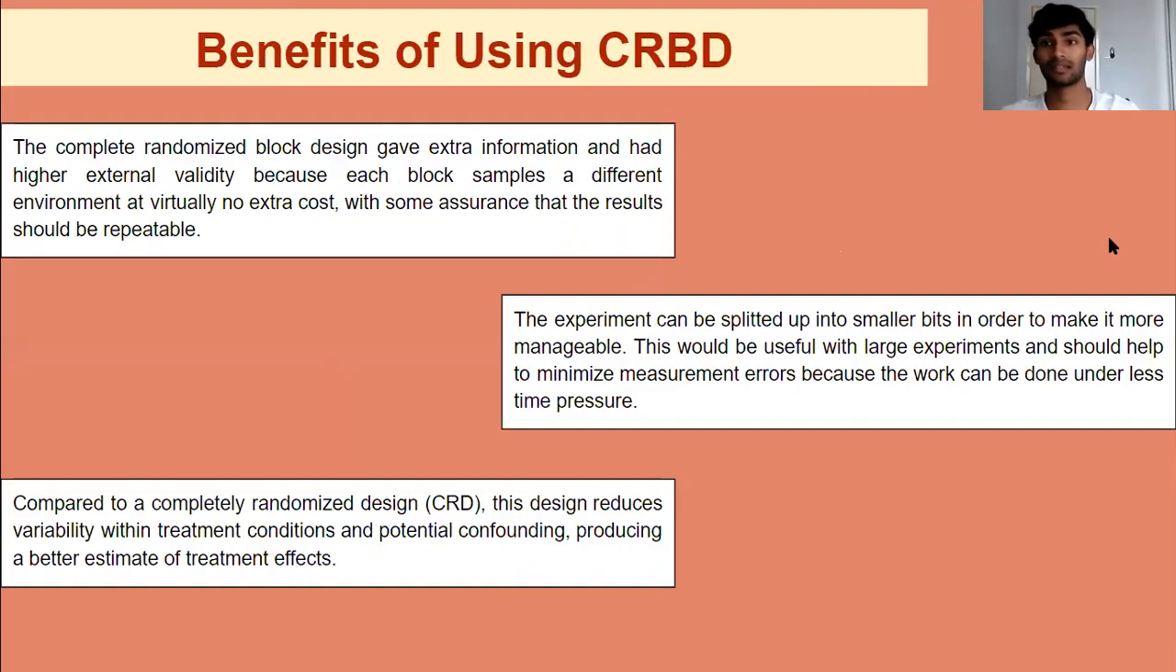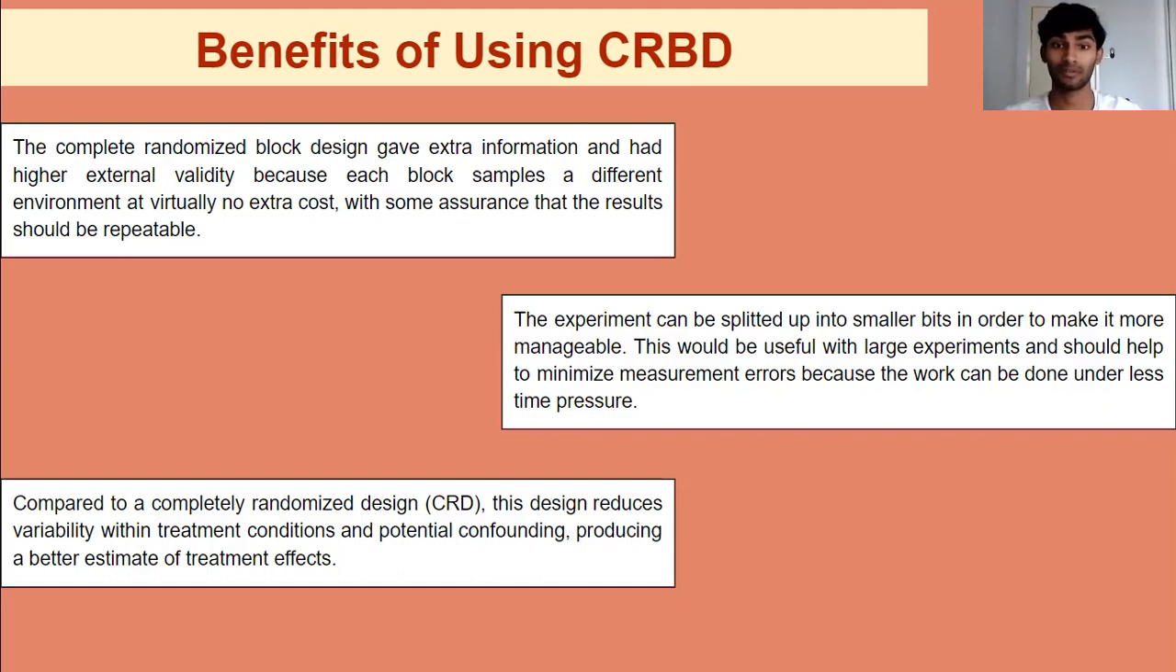From this case study, we have identified several benefits of using RCBD. The complete randomized block design gave extra information and higher external validity because each block samples a different environment at virtually no extra cost, with some assurance that the results should be repeatable. The experiment can also be split up into smaller bits in order to make it more manageable. This would be useful with large experiments and should help to minimize measurement errors because the work can be done under less time pressure.